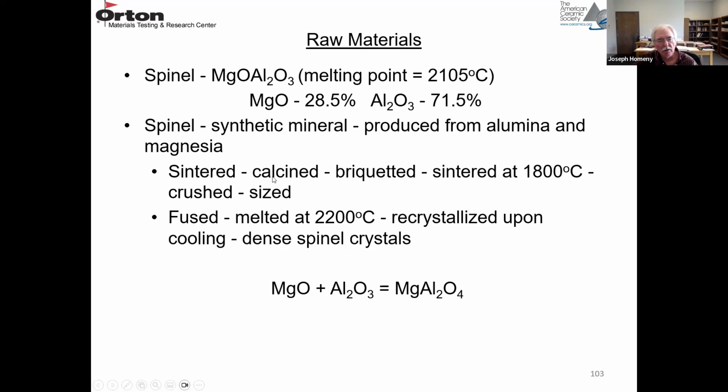So when you sinter it, you take the powder that's calcined, you form it into briquettes or pellets. You sinter it at a high temperature, 1800 degrees C, and then you crush and size that product. If it's a fused material, you have to melt it at a temperature higher than 2105, so it's usually melted at 2200 degrees C. It's poured into an ingot, and then it's allowed to cool, and it crystallizes upon cooling. And it's going to form large, dense spinel crystals. So simply MgO plus Al2O3 forms this stoichiometric spinel, MgAl2O4.